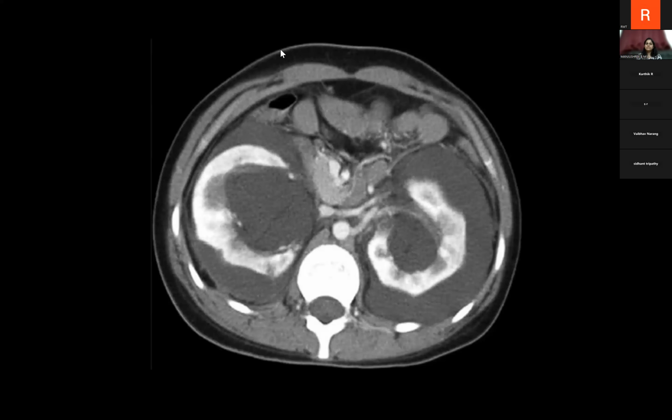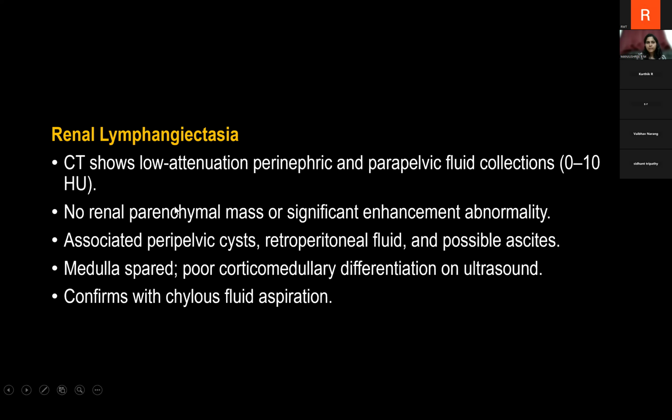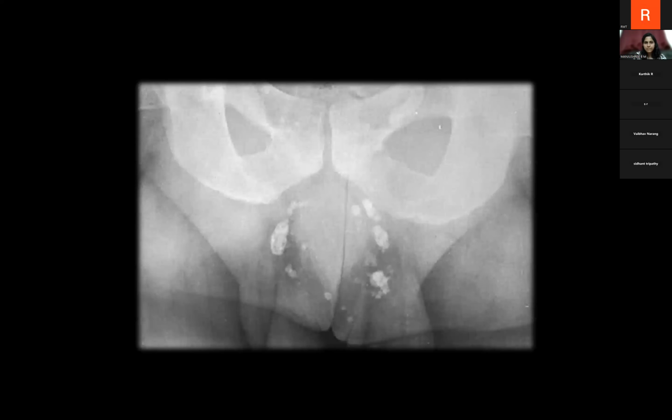Time is up. Okay, Satvik has answered it correctly. This is renal lymphangiectasia. CT shows low attenuation perinephric and parapelvic fluid collections. There is no renal parenchymal mass or significant enhancement abnormality. There may be associated peripelvic cyst, retroperitoneal fluid, and possible ascites also. Medullary spread is also there. Poor corticomedullary differentiation on ultrasound. And confirmation is only with chylous fluid aspiration. Next spotter. Time starts now.